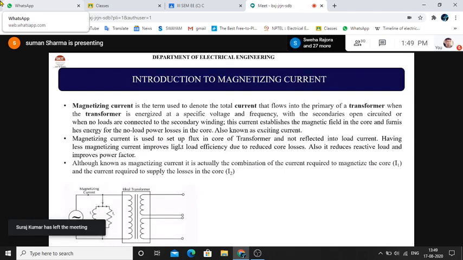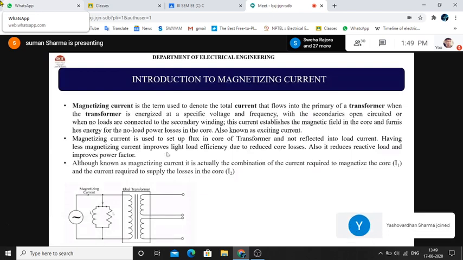Having less magnetizing current improves the light load efficiency due to reduced core losses. Also, it reduces the reactive load and improves the power factor. If your IMU is less, then your core losses will be less, and your efficiency at no load or light load will be good. It reduces the reactive load and improves the power factor. Your power factor is also better.